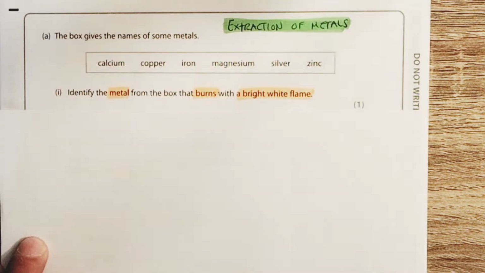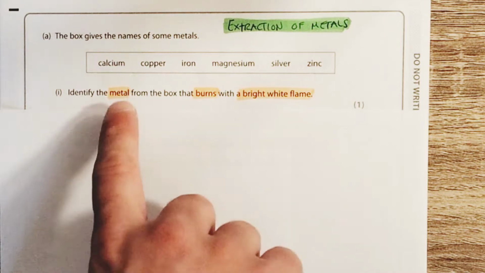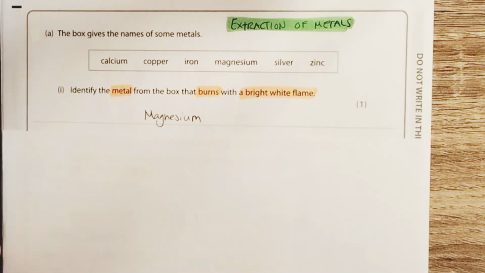Carrying on the paper 2 journey, we're now going to look at extraction of metals, metals in general, and even alloys. This part of the question is about extraction of metals. We're given a list of metals, and the first question is identify the metal from the box above which burns with a bright white flame or a bright white light. That would be magnesium. If you've ever done that experiment, it's very, very bright indeed. You often have to put some blue glass in front to protect yourself.